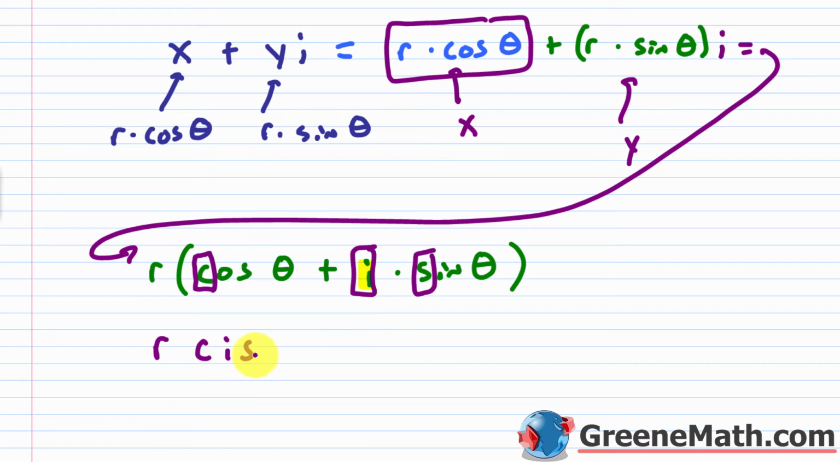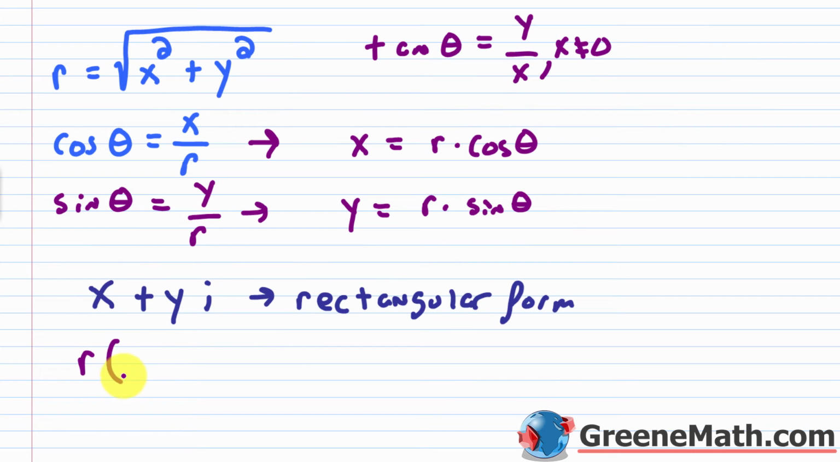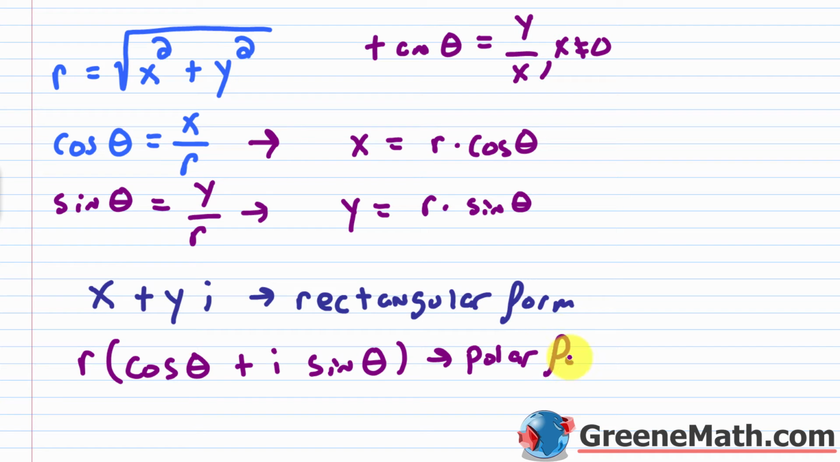R times CIS, and then times the angle theta. Okay, so if you want to write it as R cis theta, or write it like this is more popular. This is your polar form. So let me write this up here. We have R times your cosine of theta, plus I times your sine of theta like this. This is your polar form. Or again, some books are going to call this the trigonometric form. And the shorthand for this is R times CIS of theta.